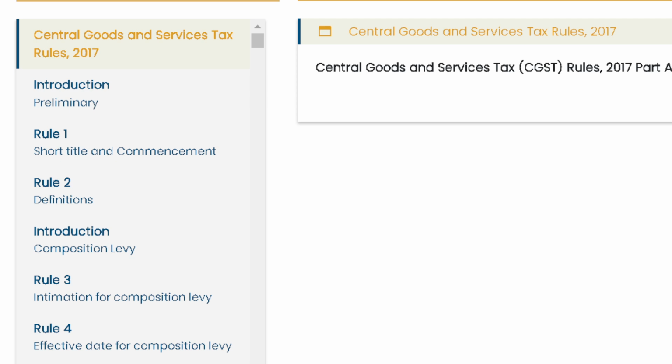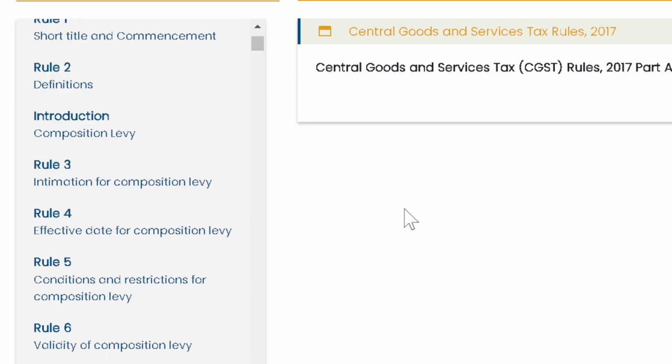The first rule is Introduction. Rule 1, Short Title and Commencement. Rule 2, Definition. The next one is Composition Levy. Rule 3, Intimation for Composition Levy. Rule 4, Effective date for Composition Levy.